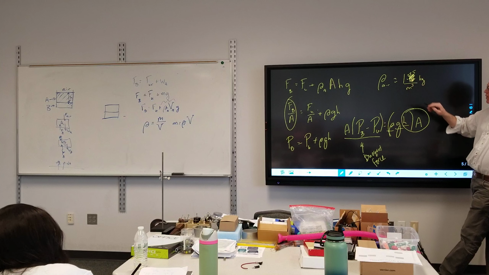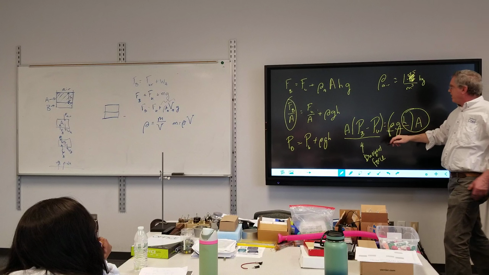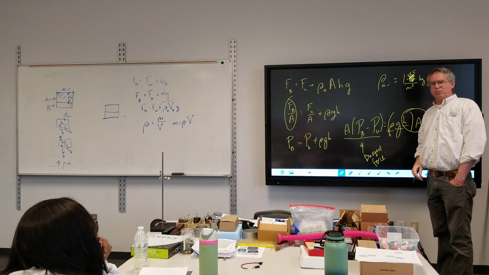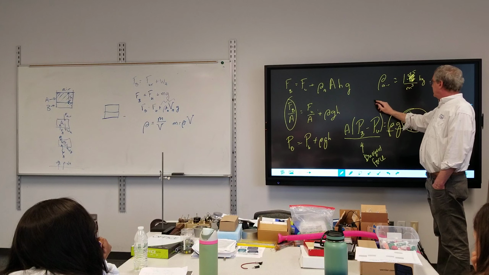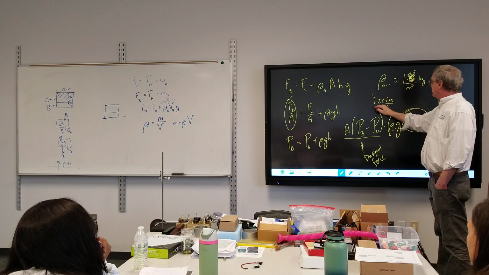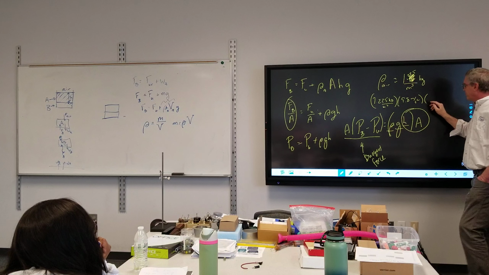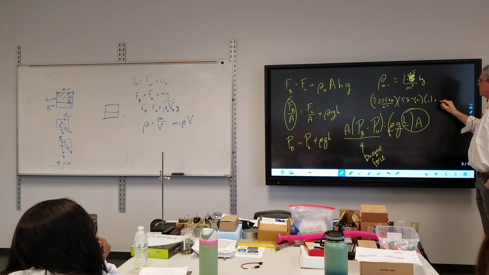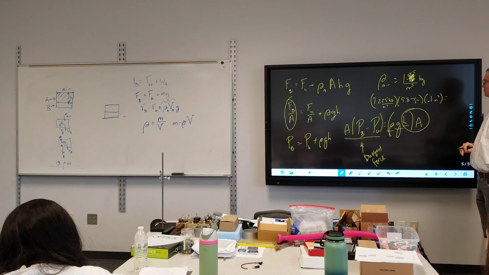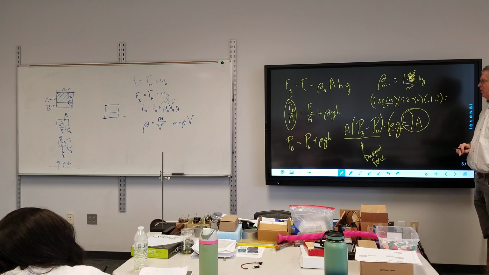All right, so 1.225 kilograms per cubic meter. That's the density of air. So if I then figure out the buoyant force acting on me, the buoyant force is 1.225 kilograms per cubic meter times 9.8 meters per second squared times my volume, which is about 0.1 cubic meters. And if you multiply all that out, you get somewhere around 1.